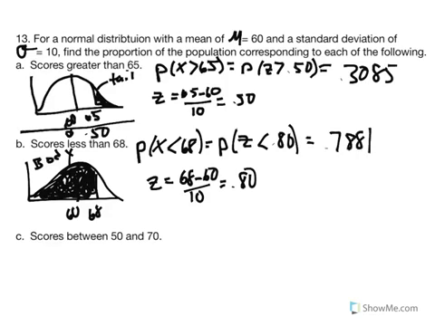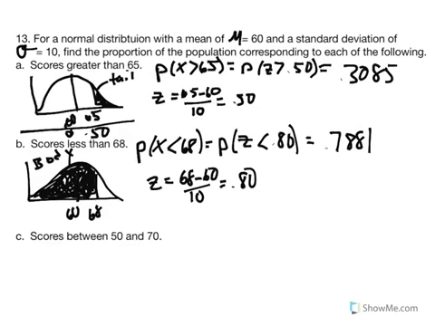So given what we found in our unit normal table, this is 0.7881, or we would understand that there's a 78.81% chance that if we randomly selected a score, that score would be less than 68, or 0.7881 of the distribution is represented by scores less than 68, or a z-score less than a z-score of 0.8.